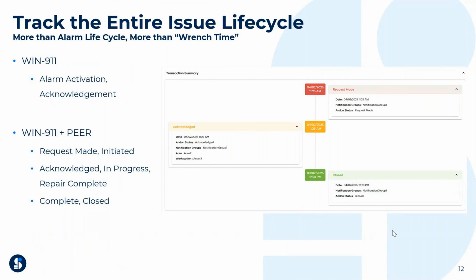Maybe they have a rough idea of what was done, or maybe there was a conversation with the operator after the fact. But is that information being stored anywhere so they can prevent the issue from happening again in the future? Or if it does happen again in the future, can they utilize what was done in the past to speed up the resolution process? By combining Peer with Win911, all that information can be tracked and then utilized in the future. Now you're going beyond just the alarm lifecycle. You're going beyond wrench time.